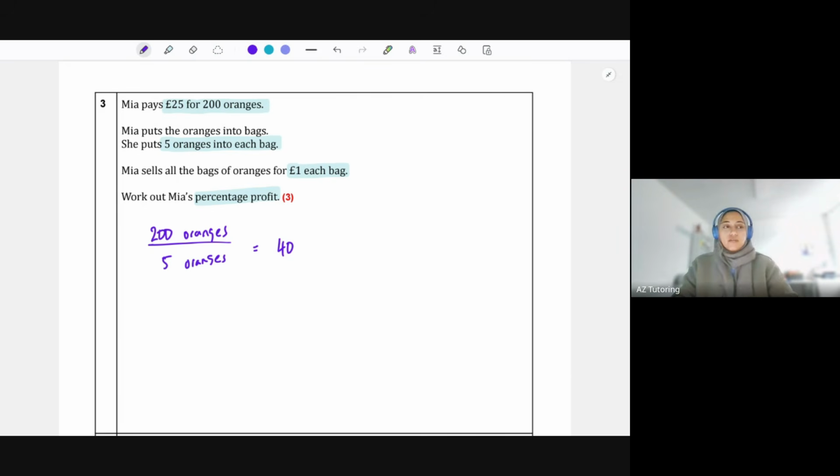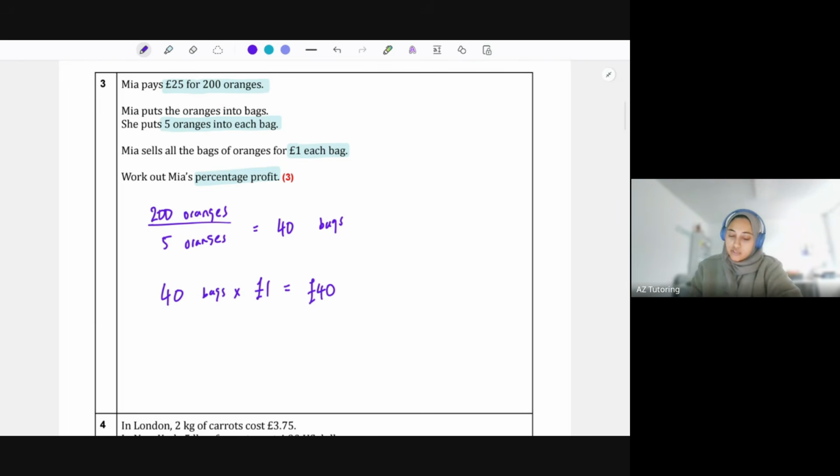It's quite a good habit as well to write down the information. I've highlighted the information in this case, but you could even write down all the information if it makes it easier for you. Okay, so she's got 40 bags. Now, each bag she is selling for £1. So I could say 40 bags times £1, just to work out how much she's making, and that's just £40. So she has sold £40 worth of oranges.